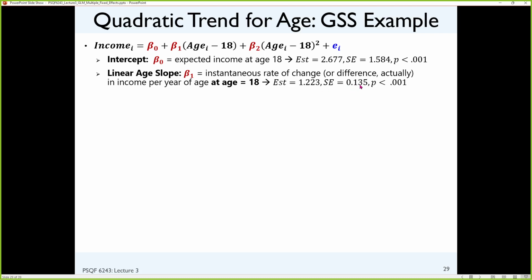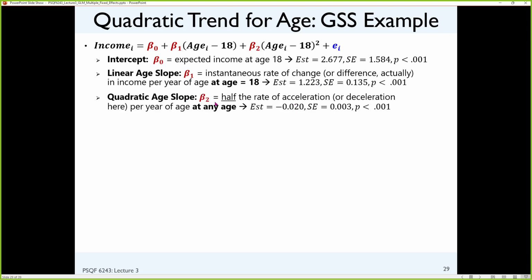Standard error of 0.14 tells us the expected inconsistency of that across samples, and p is less than 0.001. So I would call this a significant slope, and a significantly positive slope. So more people who are older make more money, essentially, when evaluated at this point on the function. $1,200 per year, because we're in thousands of dollars.